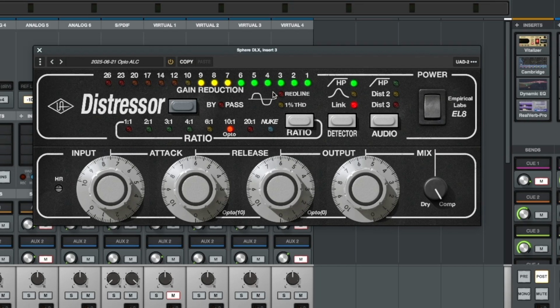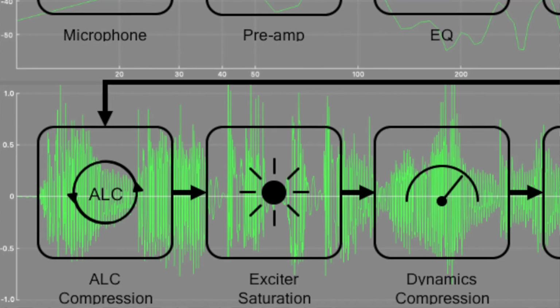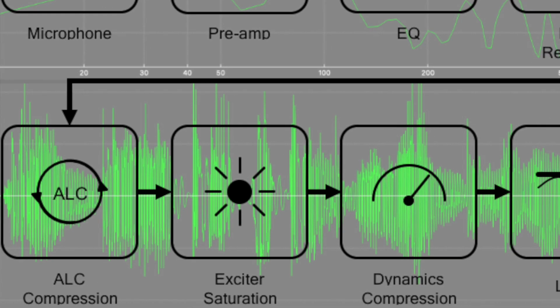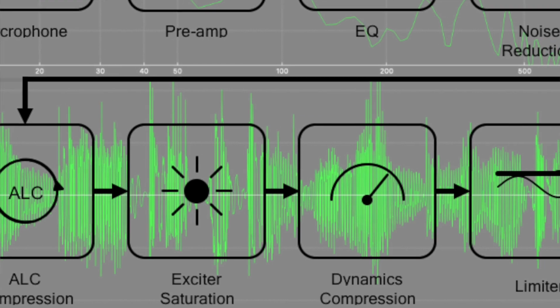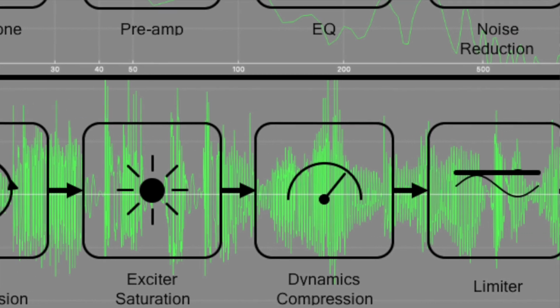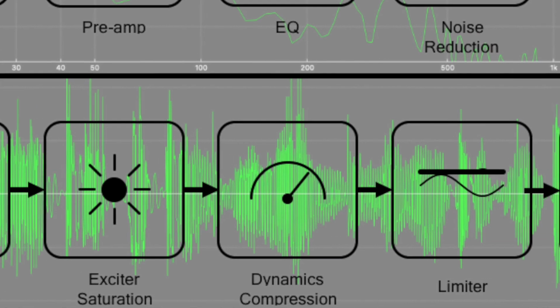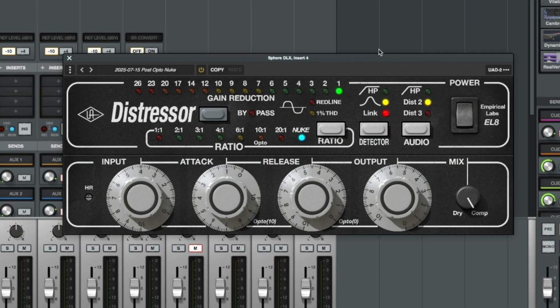I've done a whole video on compression, so I'm not going to go into the detail of it in this video, and I'll put a link on this video to go and watch that. It's quite an in-depth subject. Anyway, that's the gain control, the ALC with an opto compressor. I then go into a second compressor, which is doing a hard limit.